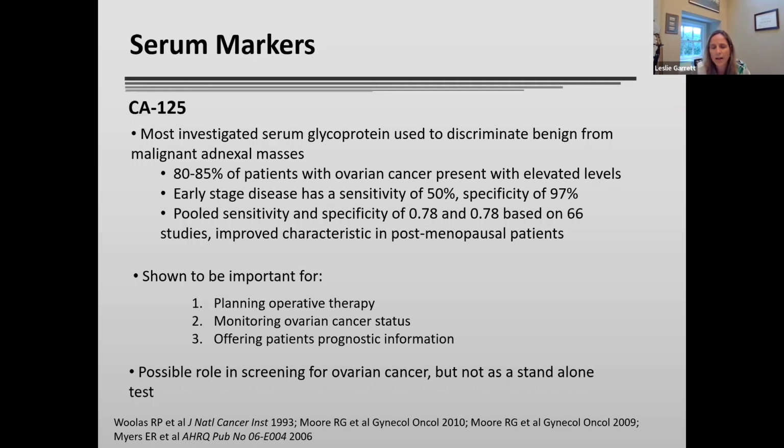Again, we keep trying to go back to some screening, using it with ultrasound, using it with different things as a screening tool. But to date, there has been no study that has confirmed that it is actually an effective screening tool. And again, there are so many reasons why CA-125 is falsely elevated.